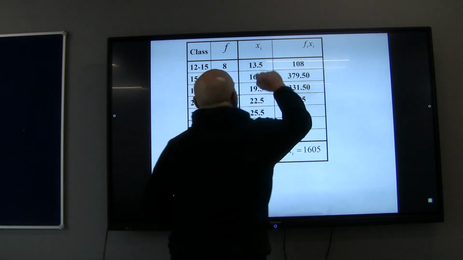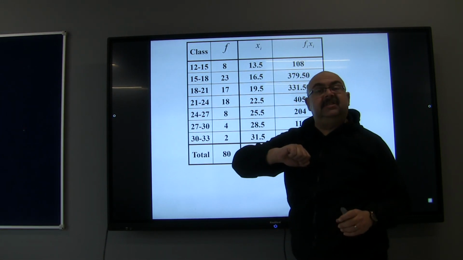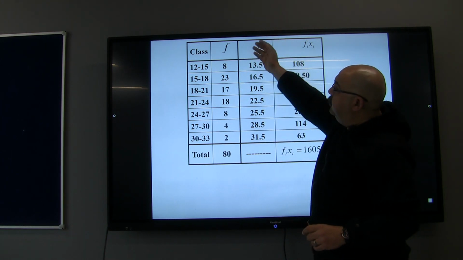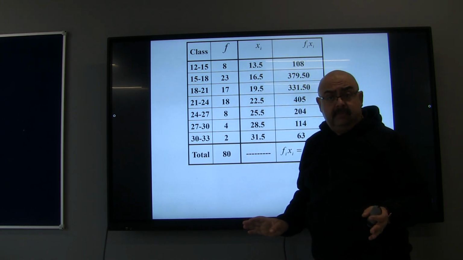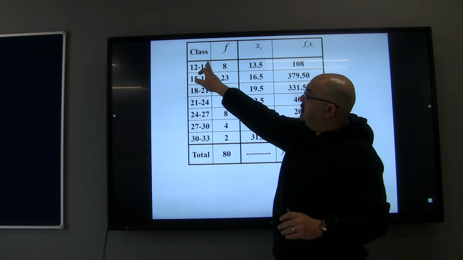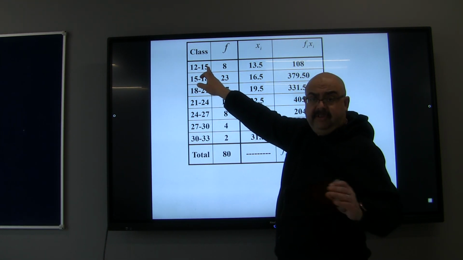Then I will try to get the class mark, which is xi, for each interval. How to get xi for each one of them? It's very simple. All I have to do is to get the sum of the lower bound plus the upper bound of each interval divided by 2.